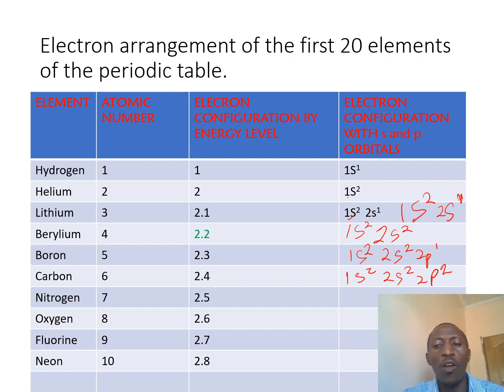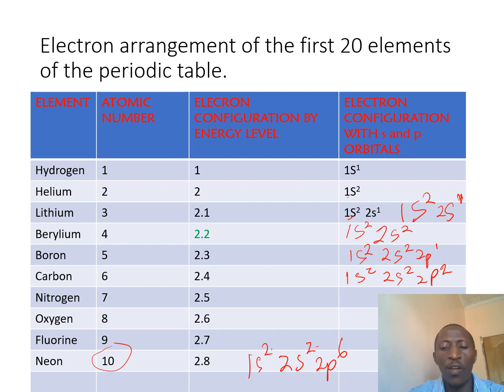The p orbital accommodates a maximum of 6, and that will be there in neon. In neon, that will be 1s2, 2s2, 2p6. This is because 2 plus 2 is 4, 4 plus 6 makes the 10 electrons in neon.